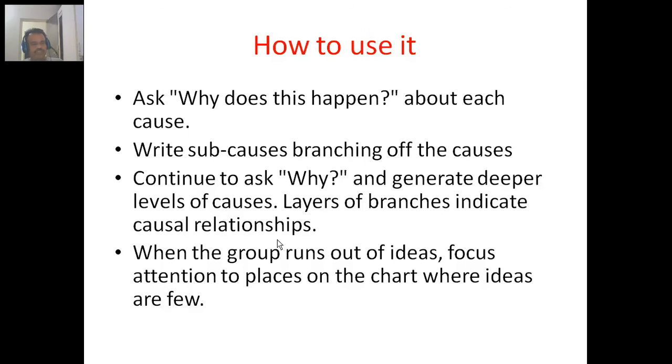Now, how to use it? Let me just explain here what I have written. Ask why does this happen about each cause. Write sub causes, branching off the causes. Continue to ask why and generate deeper levels of causes. Layers of branches indicate causal relationship. When the group runs out of ideas, focus attention on places on the chart where ideas are few.